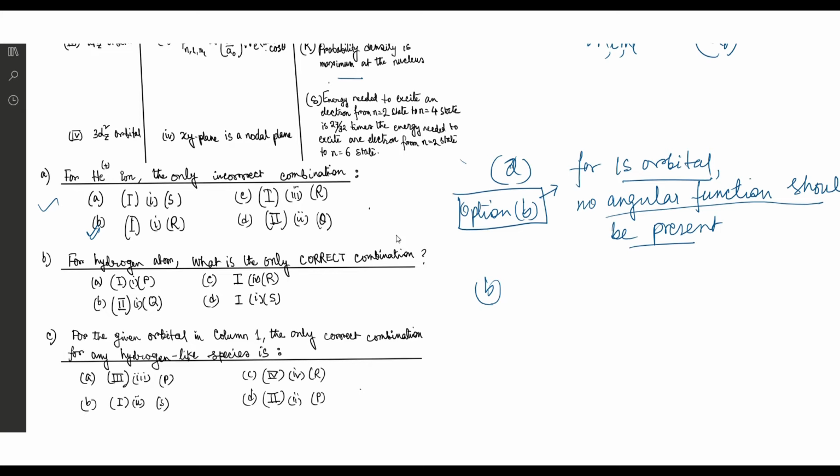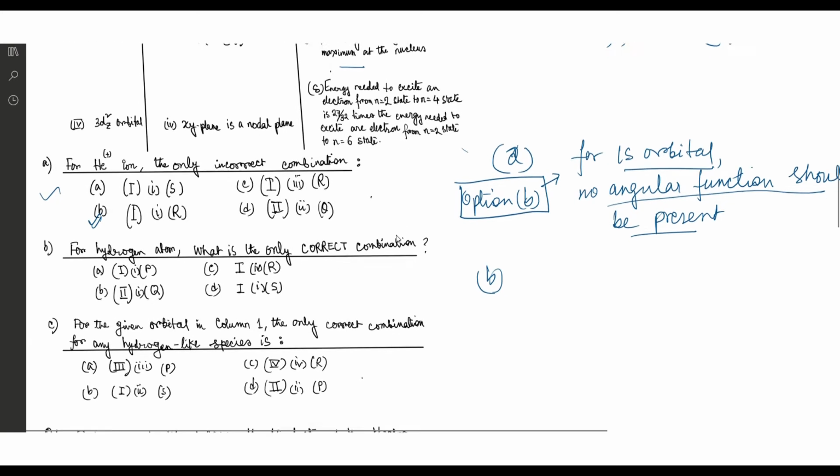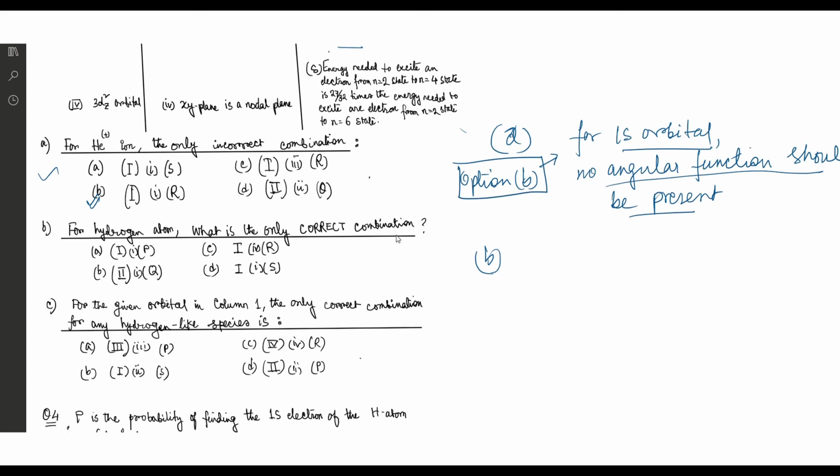And part B says that for hydrogen atom, what is the only correct combination? So it would be D, that is here. It is the correct combination. Why? Because you see, correct combination D, 1S, for 1s orbital.